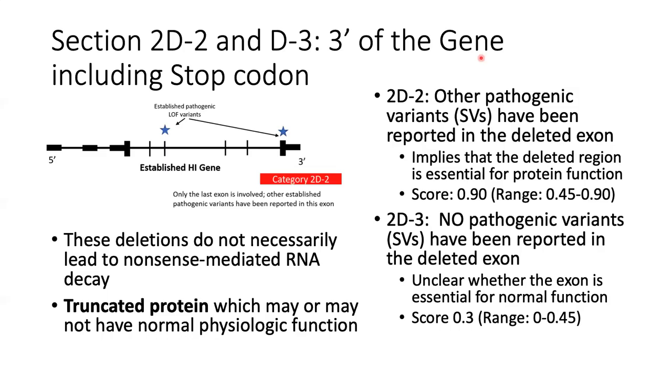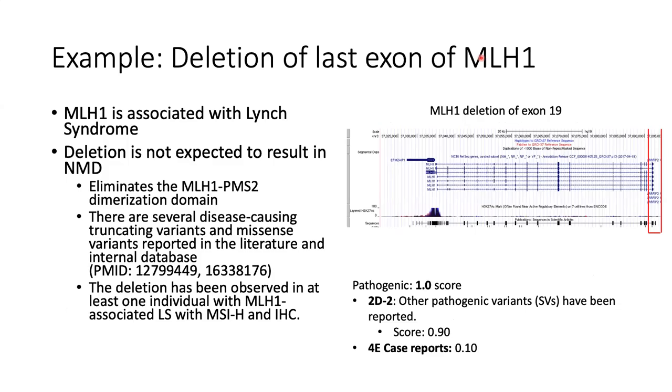Those that involve key domains, or have occurred in regions where we know there are other truncating variants and missense variants that have been reported as pathogenic in patients with that disease, we can apply more points. So let's go through this rubric. Here I have an example of another MLH1 deletion. This is a deletion of the last exon, or exon 19, of the MLH1 gene. As we said before, MLH1 is known to be associated with Lynch syndrome. So this deletion is not expected to lead to nonsense-mediated decay or an absence of the protein product, but it would rather result in an MLH1 protein that is truncated or missing a piece.